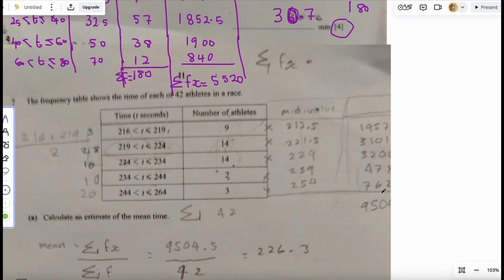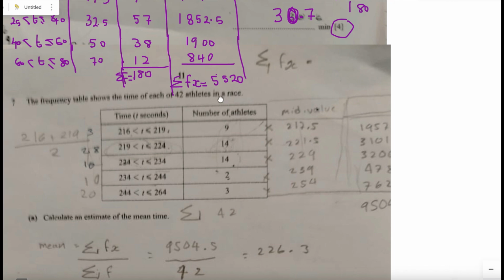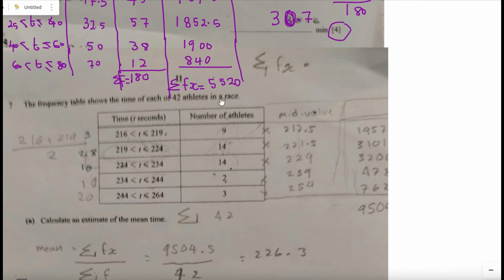Now here we have, it says, the frequency table shows the time of each of 42 athletes in a race. This is a different question. They already give us the number of athletes. The number of athletes means the frequency. This is for the group. Depending on what we want, we can find the mid value. I can draw another column to include the mid value if need be. Calculate the estimate of the mean.